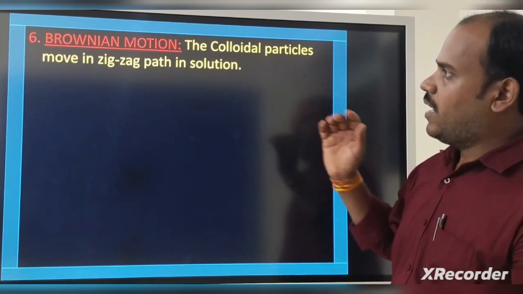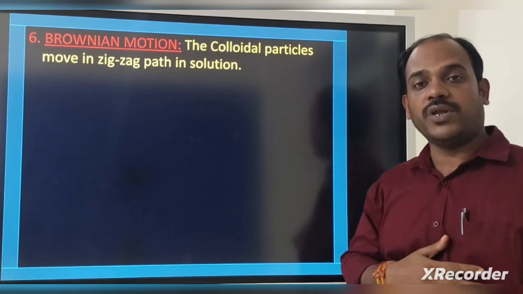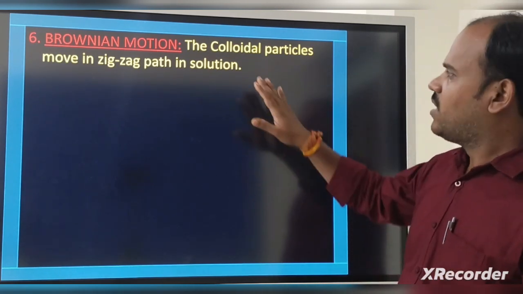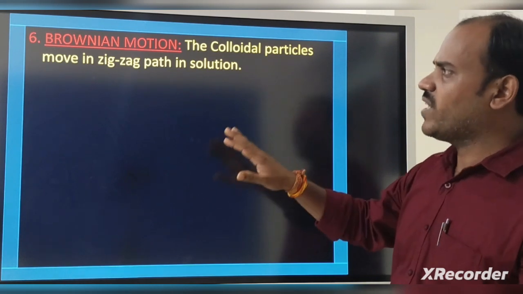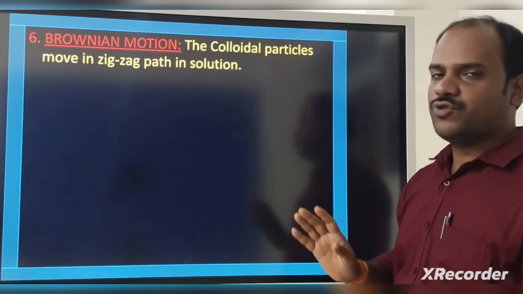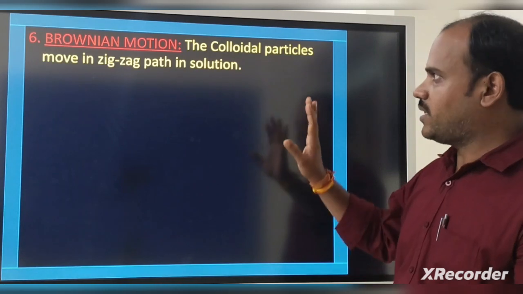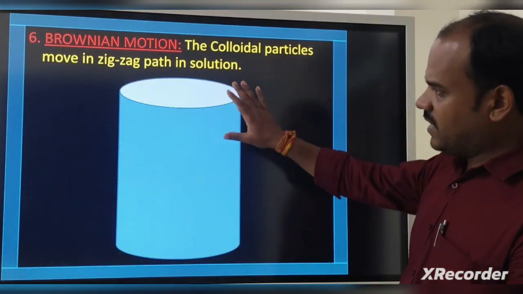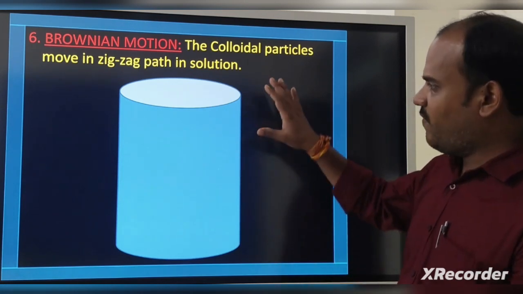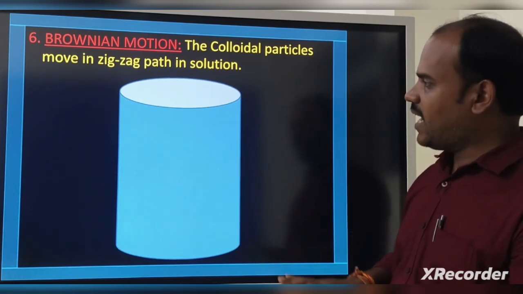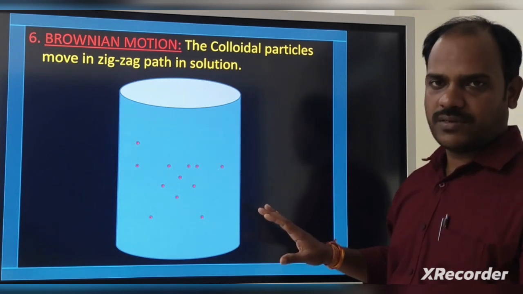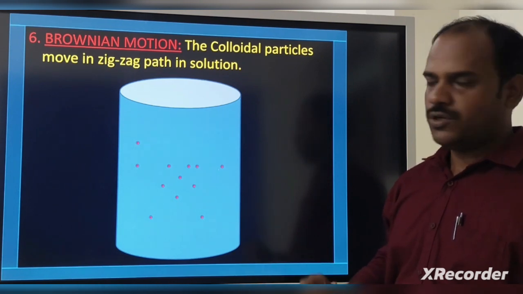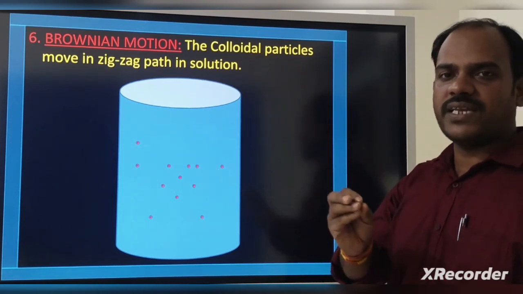Okay. The last property is Brownian motion. What is Brownian motion? In a very simple manner, the colloidal particles move in a zigzag path in the solution. Got it? They move in a zigzag path. For example, see, this is a beaker. I have filled water in this beaker and I have dissolved some solute. Here I am representing the solute particles by some dots to explain Brownian motion very clearly.